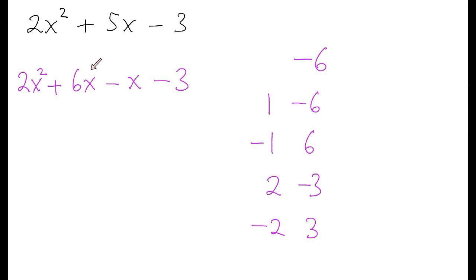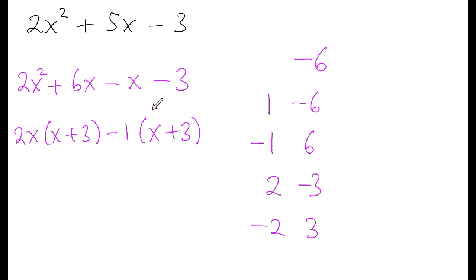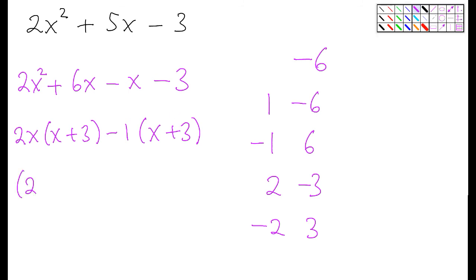Notice that 6x minus x gives me 5x. Now I take the first pair and I factor it, and the second pair and factor it. 2x, x plus 3. I'm going to factor out minus 1, x plus 3. If you do this process right, you'll see the same factor showing up in parentheses. Now I can factor out an x plus 3, and I get 2x minus 1 times x plus 3. That's it. You're done.